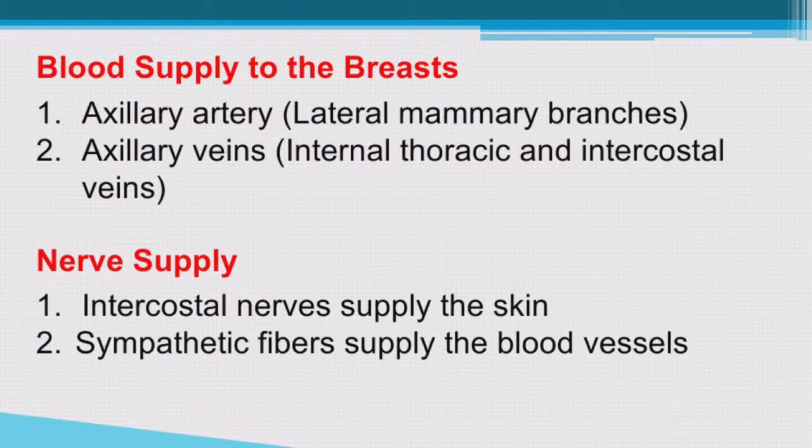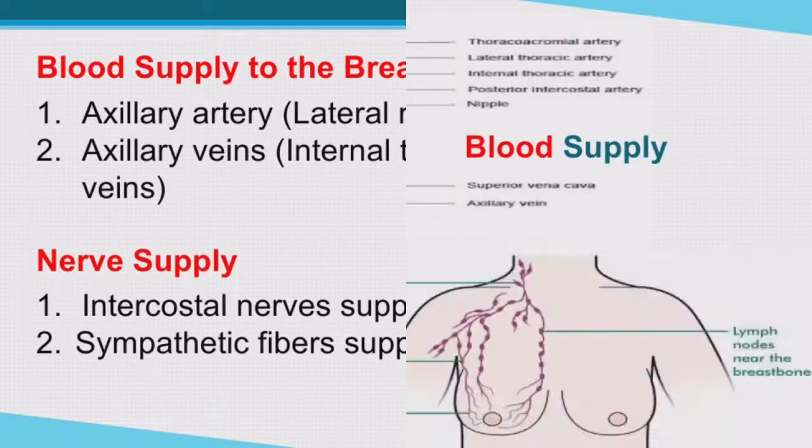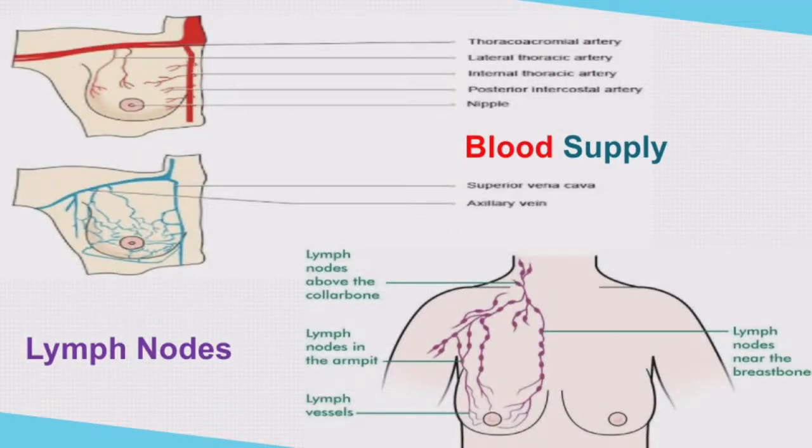Blood supply to the breasts. 1. Axillary artery, lateral mammary branches. 2. Axillary veins, internal thoracic and intercostal veins. Nerve supply. 1. Intercostal nerves supply the skin. 2. Sympathetic fibers supply the blood vessels. Here is the picture of blood supply and lymph nodes of breasts.